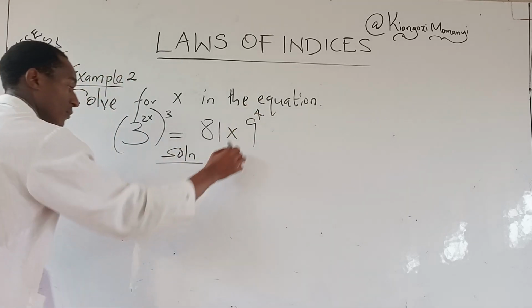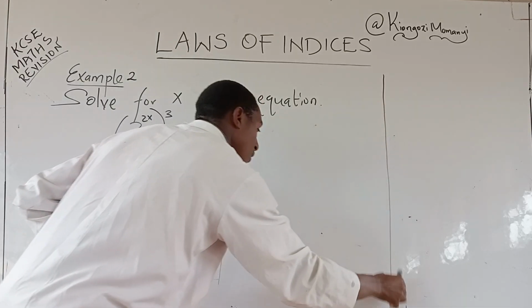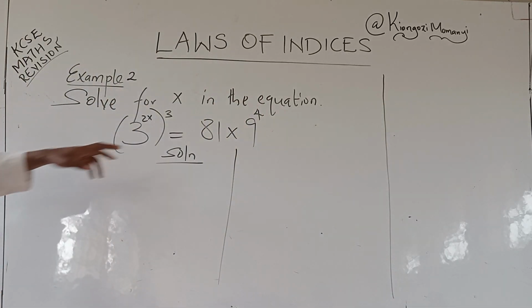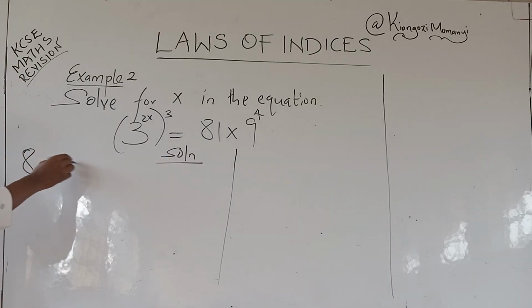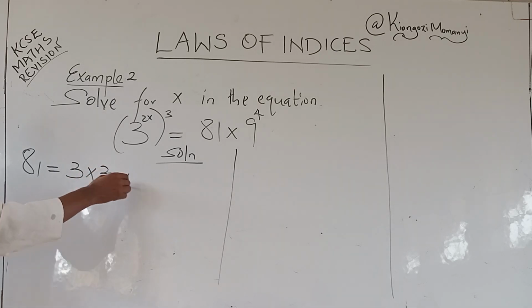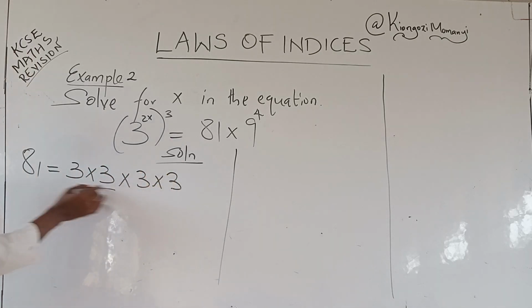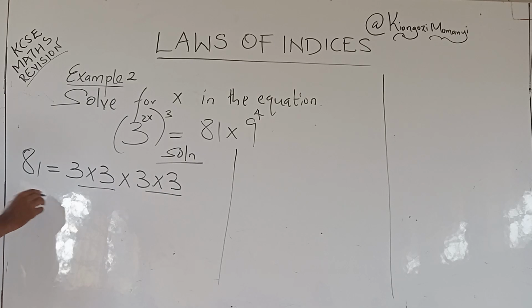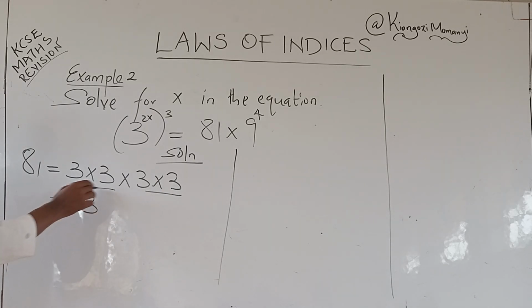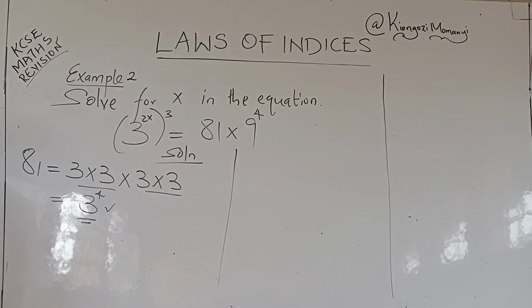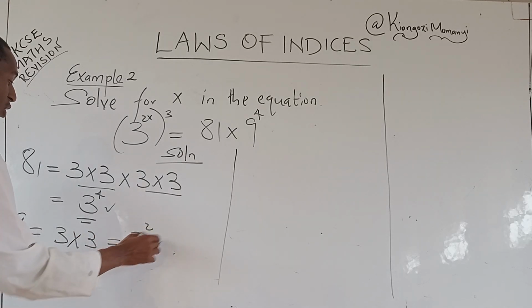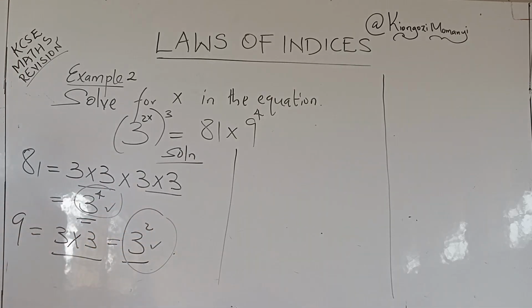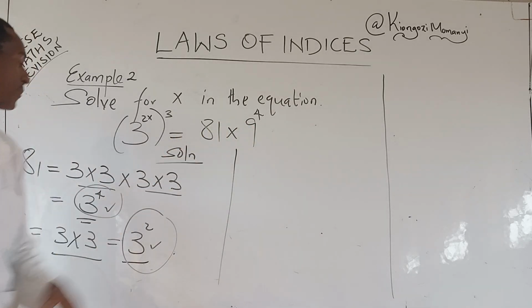Solution. The first thing is to prime factorize these two numbers. 81 is the same as 3 times 3 times 3 times 3. So this is like 9 times 9. So 81 is the same as 3 power 4. It's very important. Then 9 is the same as 3 times 3, which can be written as 3 power 2. So these two are the most important factors that we're going to substitute in these big values here.